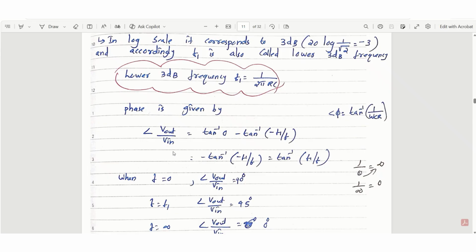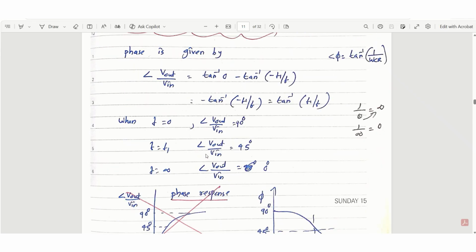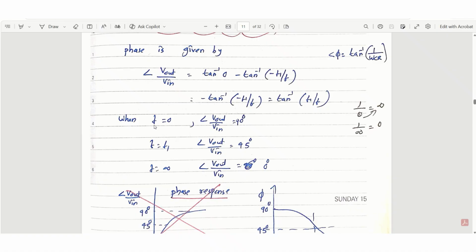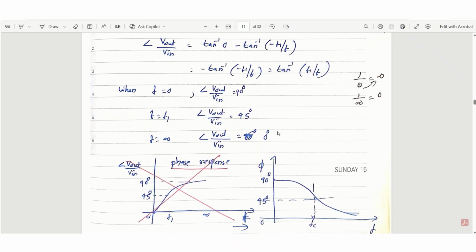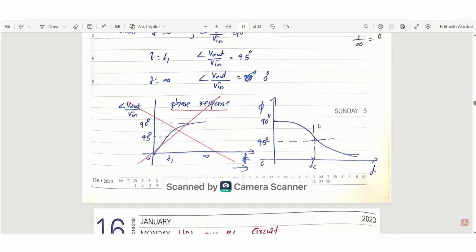We can analyze the phase angle in 3 frequency components. That is, when f becomes 0, when f becomes f1, and when f becomes infinity. When f equal to 0, the phase angle of high pass filter becomes 90 degree. At the cutoff frequency, the phase angle we are getting as 45 degree, and at f equal to infinity, the phase angle we are getting as 0 degree. This is the phase response of first order high pass filter.